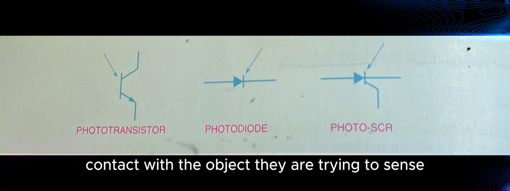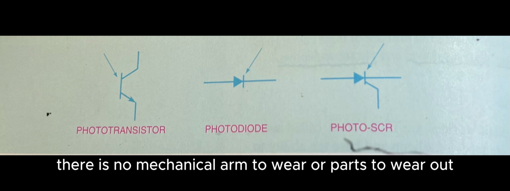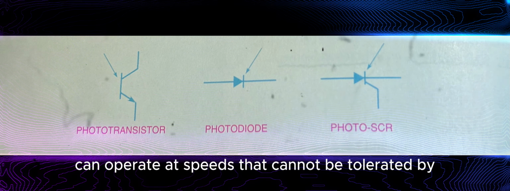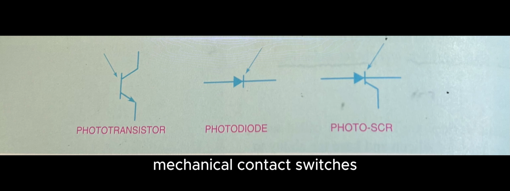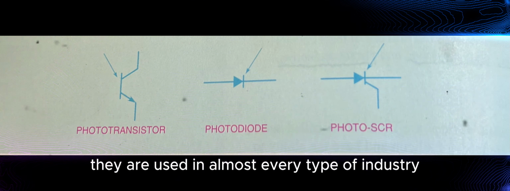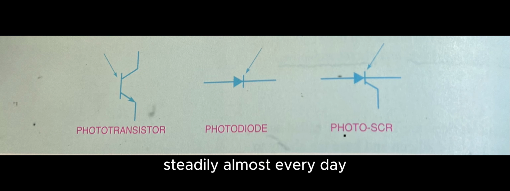Photodetectors do not have to make physical contact with the object they are trying to sense. So there is no mechanical arm to wear or parts to wear out. Many photodetectors can operate at speeds that cannot be tolerated by mechanical contact switches. They are used in almost every type of industry, and their uses are increasing steadily almost every day.